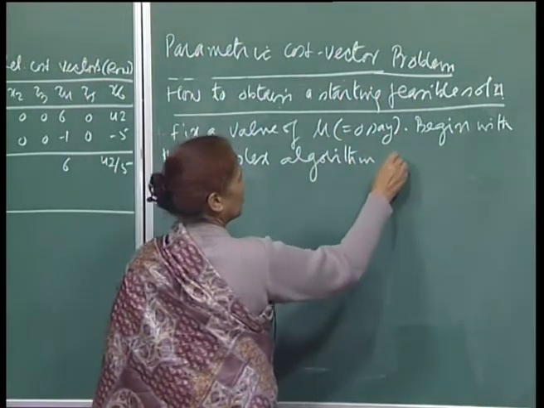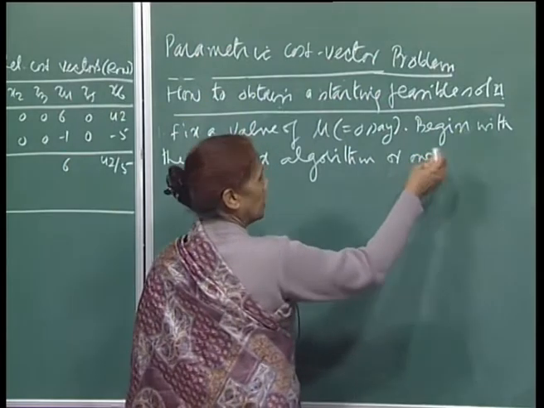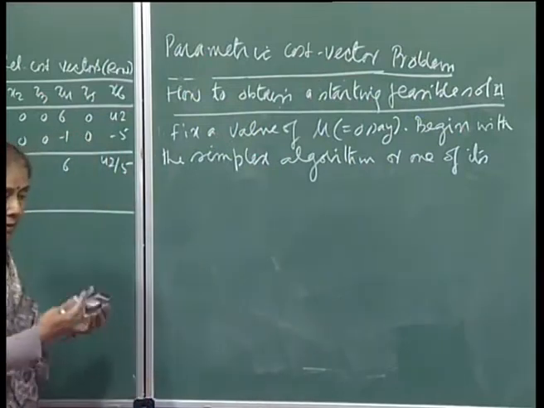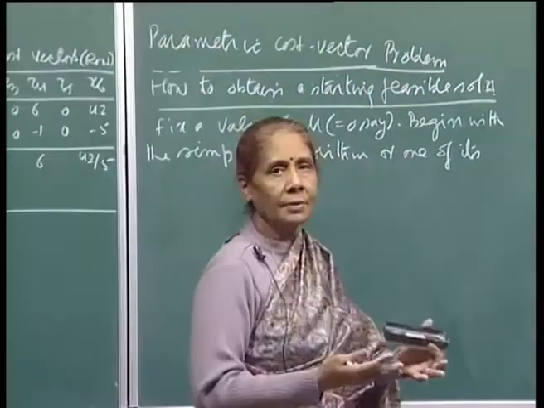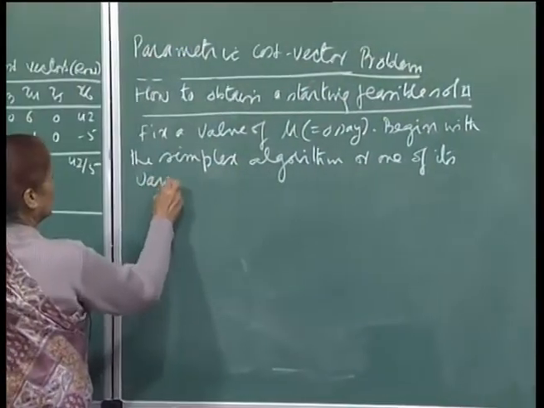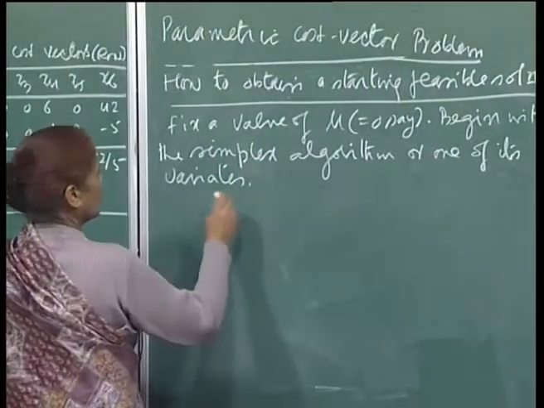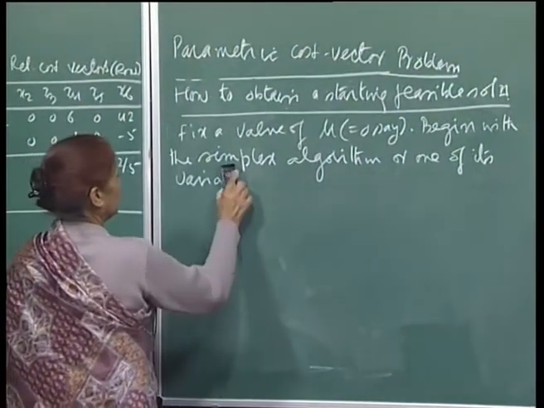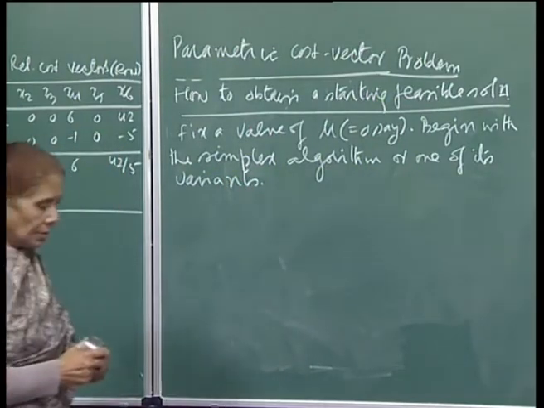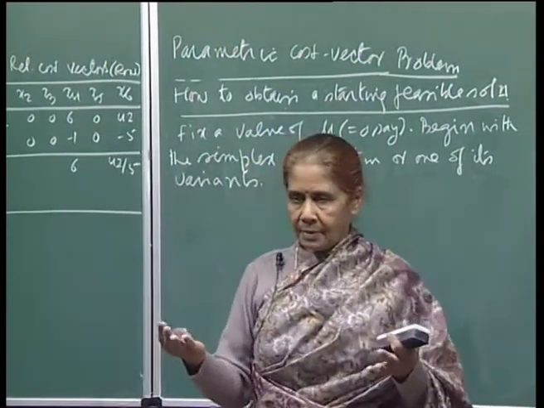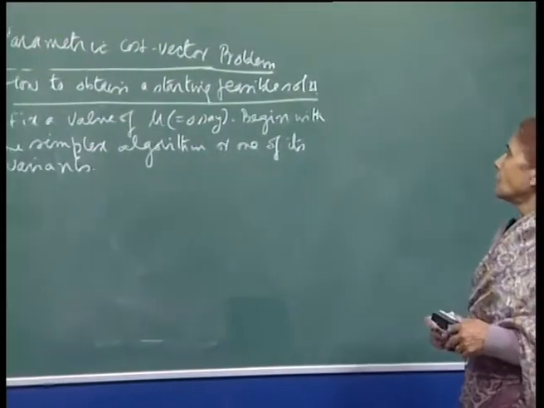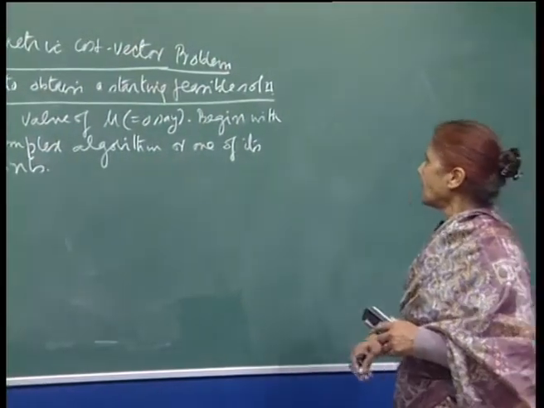or one of its variants. Now you know enough of its variants. It may be that the situation is tailor-made for the dual simplex algorithm, or you can use the primal-dual, whichever is convenient. Once mu is 0, it is a regular linear programming problem. You use one of the methods to obtain a starting feasible solution and continue.